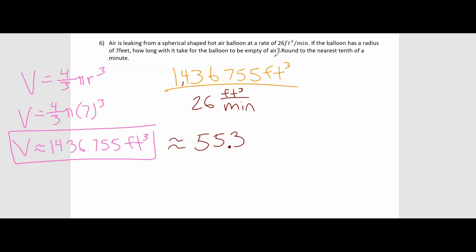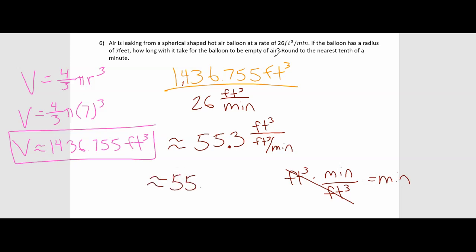Then we need to figure out units. Well, I have a feet cubed in my numerator, and then I have feet cubed divided by minutes in my denominator. Well, if I divide a number by a fraction, that's the same thing as multiplying by the reciprocal. So it'd be feet cubed times minutes over feet cubed. The feet cubed simplify, and I'm left with minutes. So that's why my units here end up being minutes, 55.3 minutes.